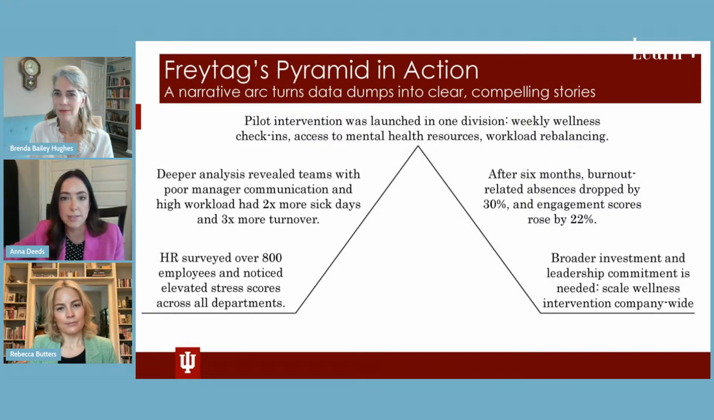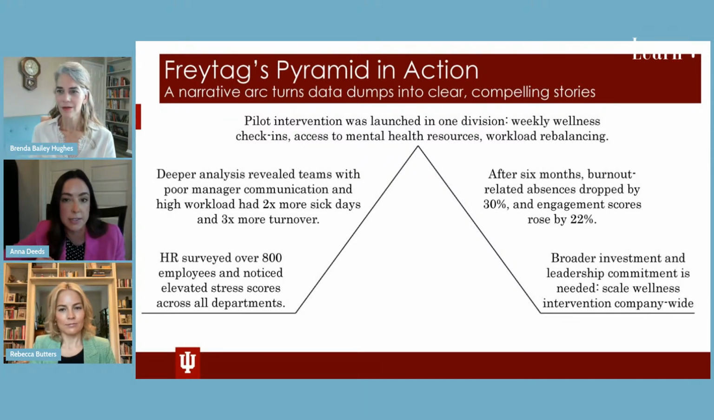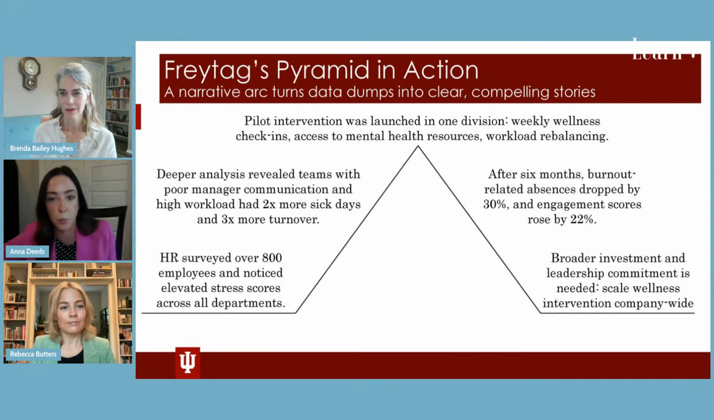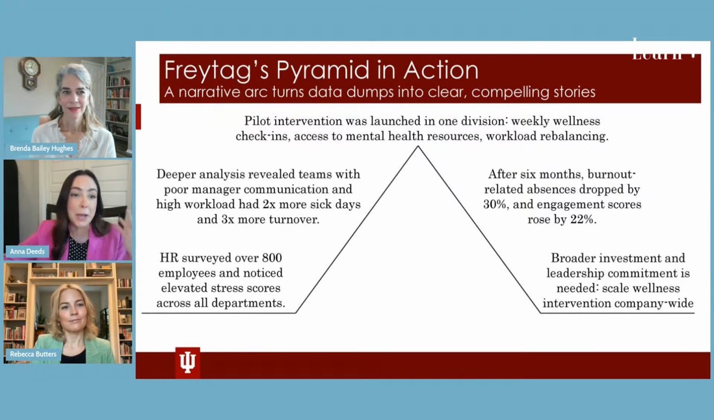After 6 months, absences dropped by 30%, engagement scores rose by 22%. And what the ask is now is to invest in it across all departments, and leadership commitment is needed. So we need to scale the wellness intervention company-wide. So that's the Freytag's pyramid in action with this one example. So I'm starting to think, okay, what could we do to show this visually?